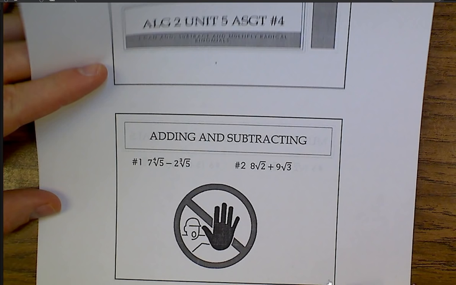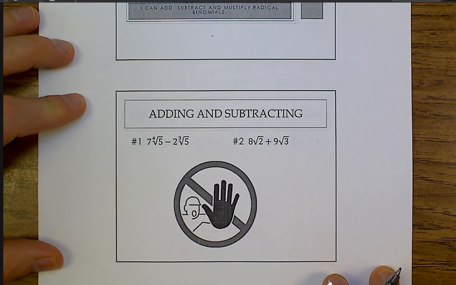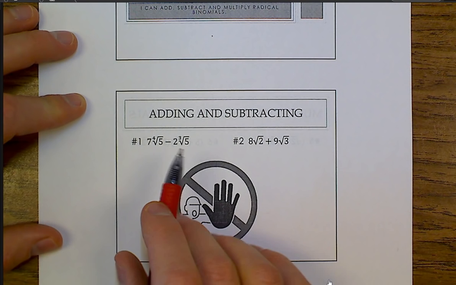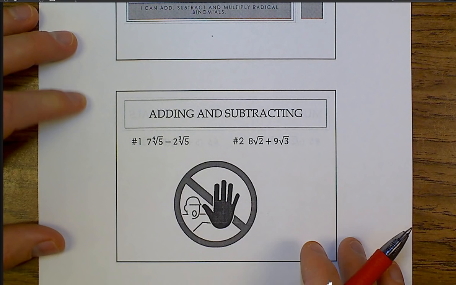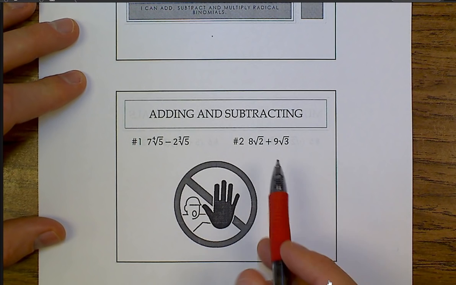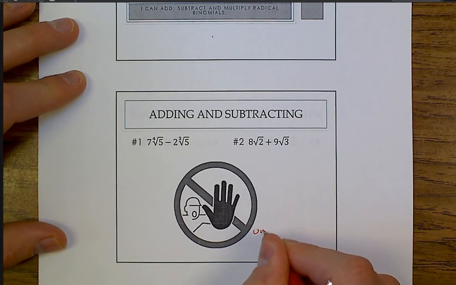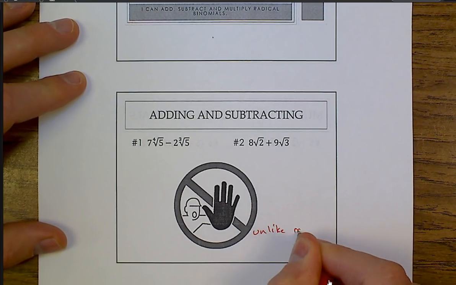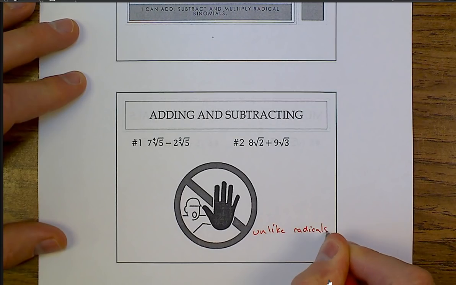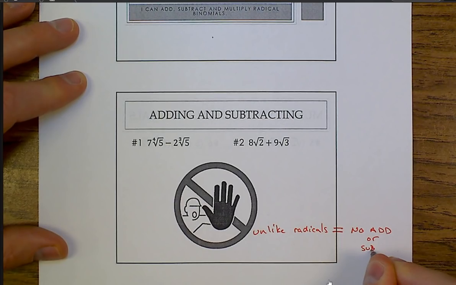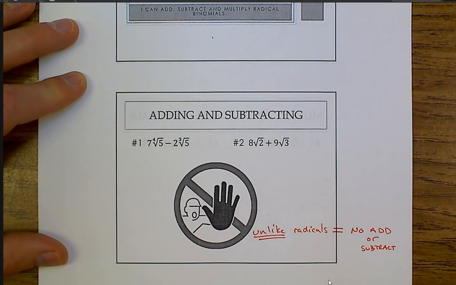So kind of ignore this. This is in relation to number 2, but the reason we have this here is to remind you that if you have unlike radicals, you cannot add them. Unlike radicals equal no add. I guess I should put or subtract. Okay? So it's kind of like when you had fractions.